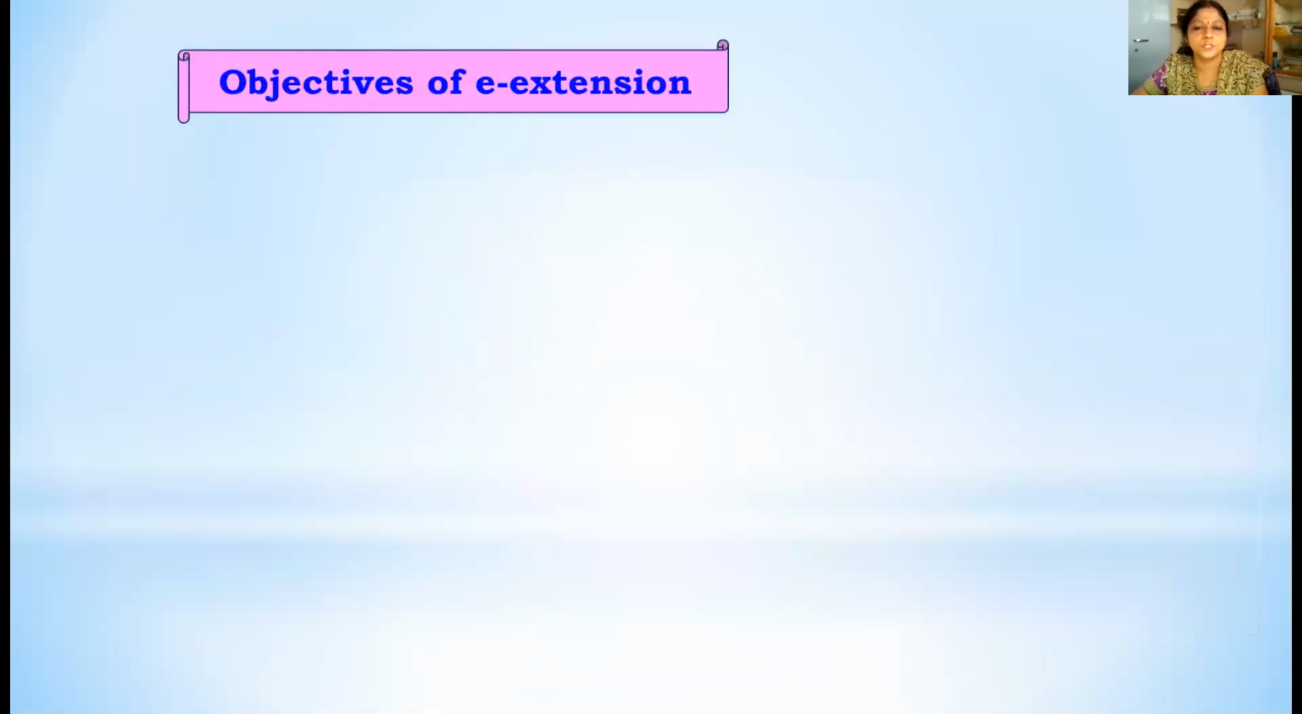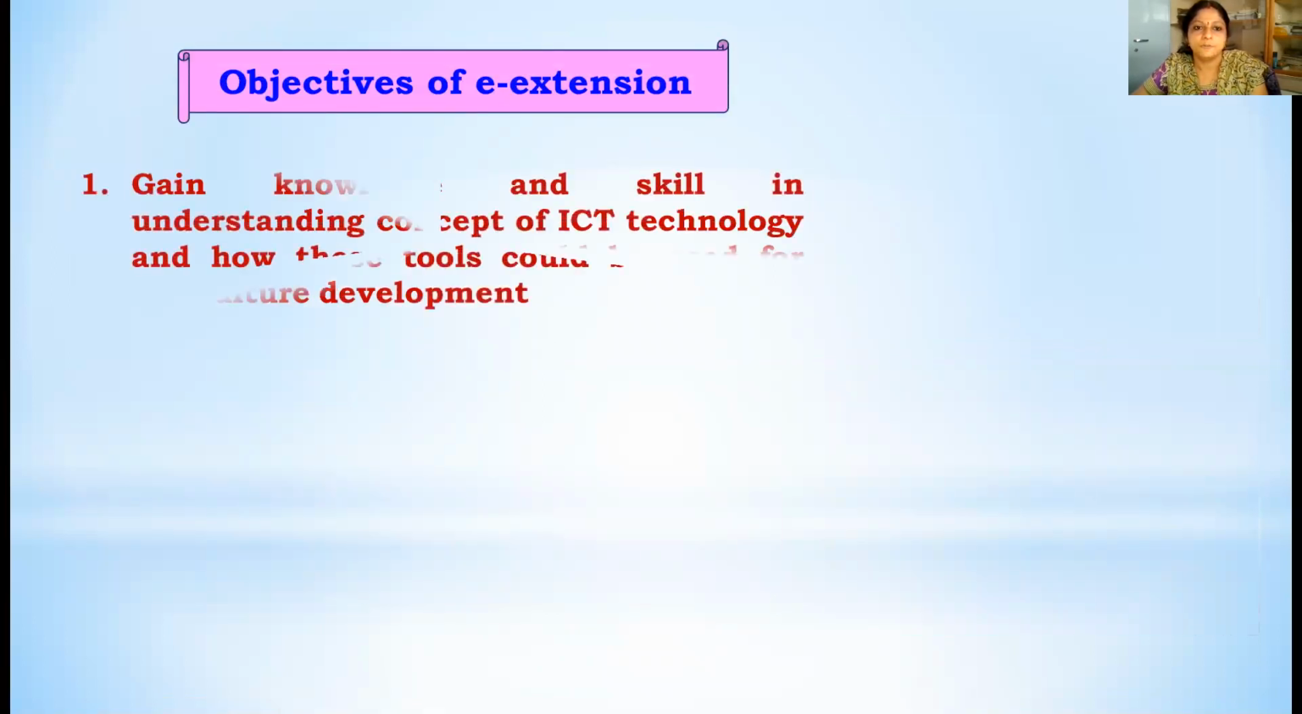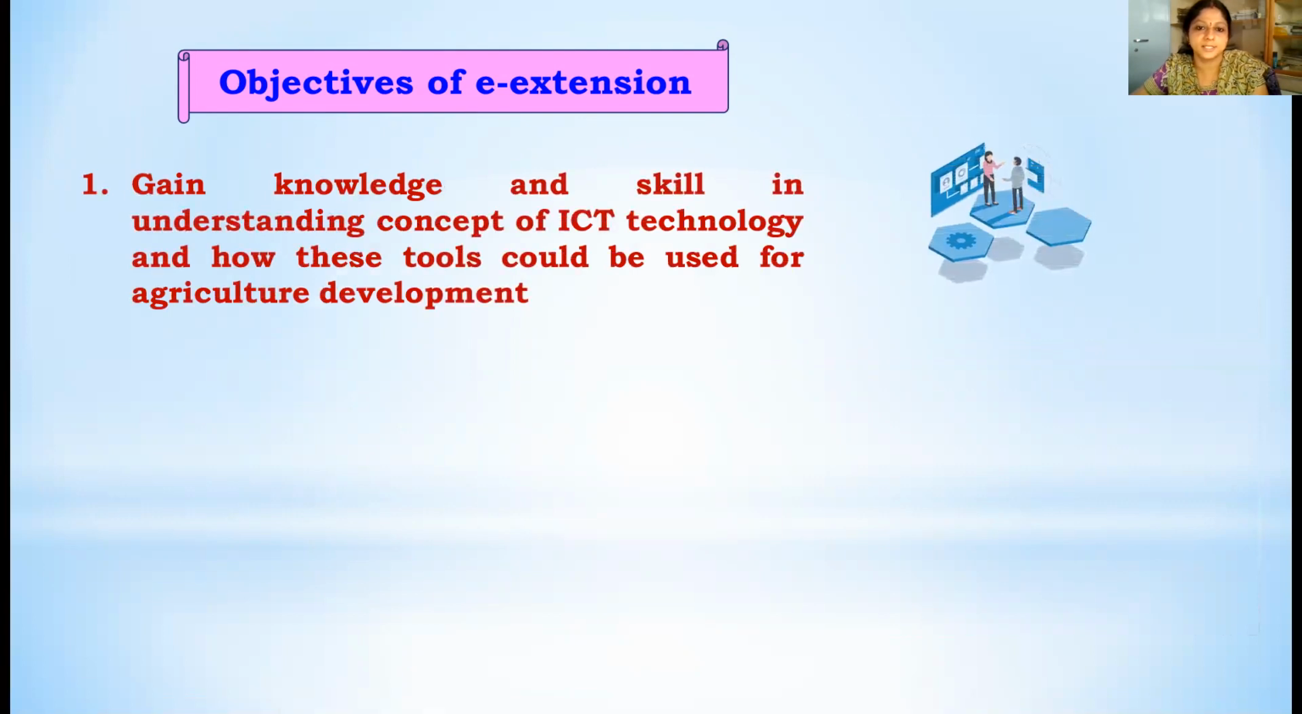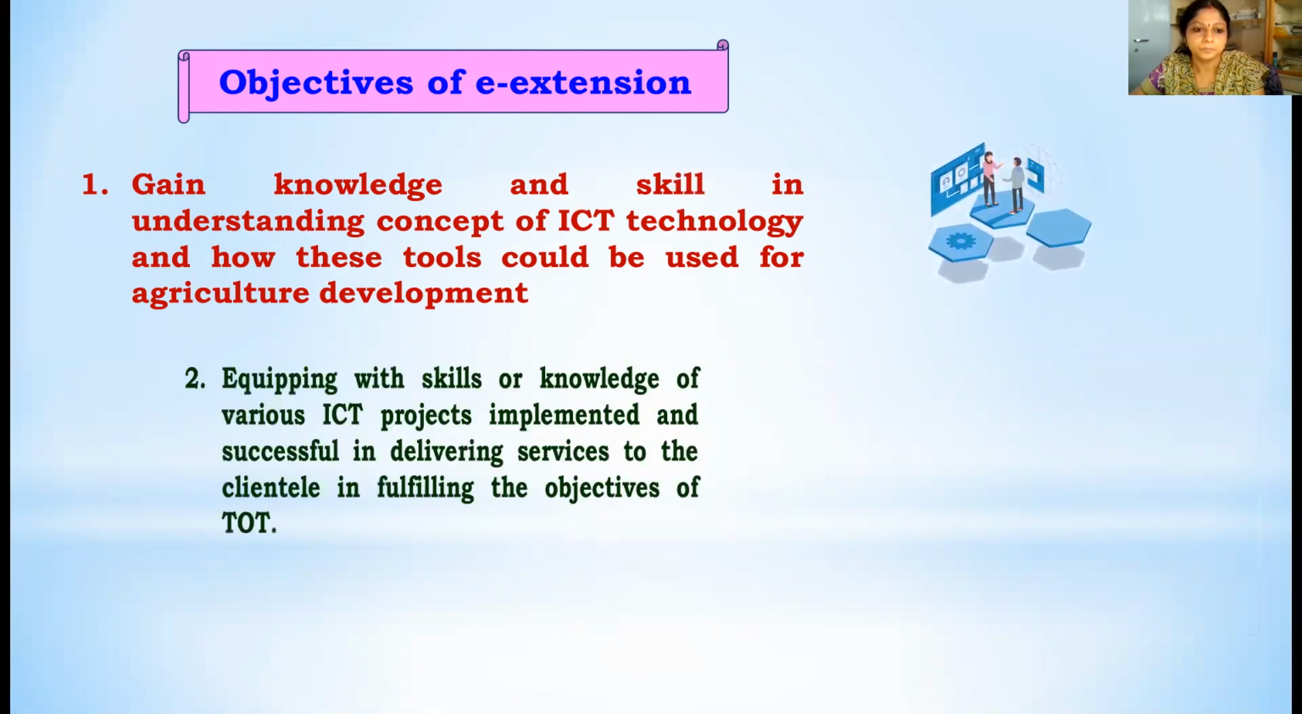What are the main objectives of this e-extension? The first one is to gain the knowledge and skill in understanding the concept of ICT, that is, information communication technologies, and how these tools could be used in dissemination of technology to the farming community, which in turn helps us to achieve agricultural development.